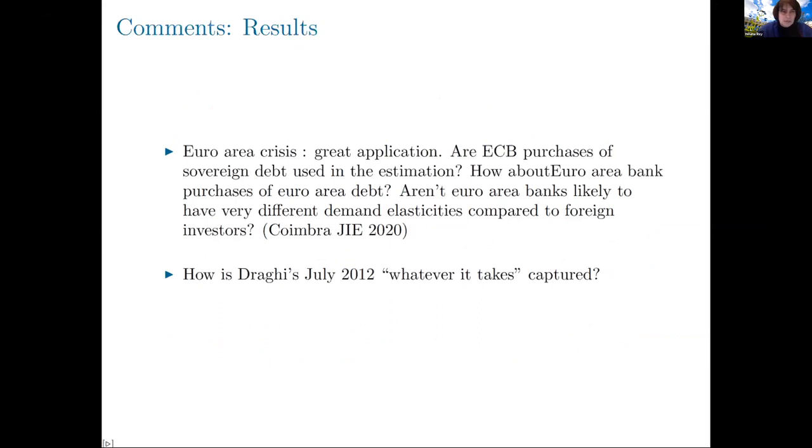Now, to finish, just very short comments on their two super nice applications. One is the euro area crisis. It would be nice to know whether ECB purchases of sovereign debt are actually used in the estimation or not. And there, I think it does matter what happens in terms of domestic investors, in particular, euro area banks likely have very different demand elasticities compared to foreign investors due to financial regulation in particular.